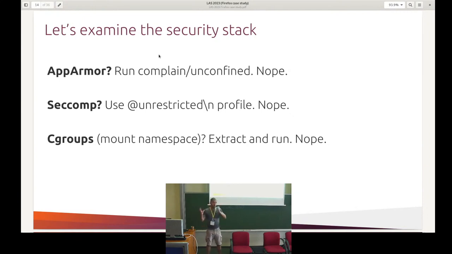You can then unpack the snap and run it without the mount namespace that is done with the cgroups, to see whether there's something weird there. And the answer is no. So it's not security. So we talk about SELinux, we talk about AppArmor. It's a good starting point, but apparently not a cause. What else?